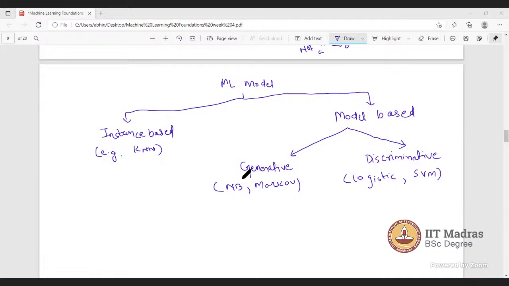Generative models are something where you are basically finding a distribution, and data can come out of it.